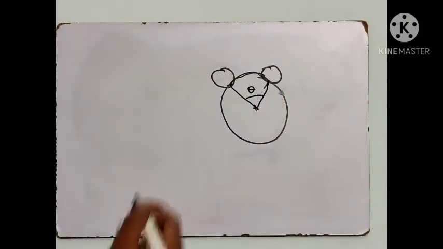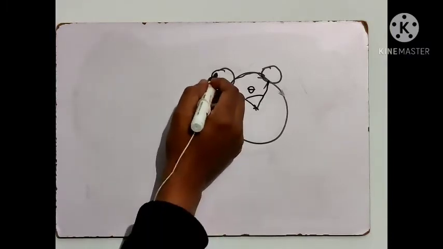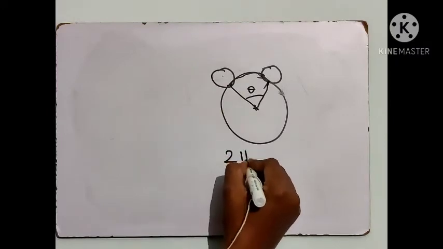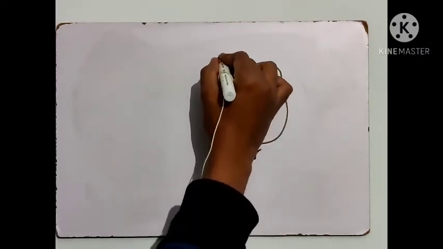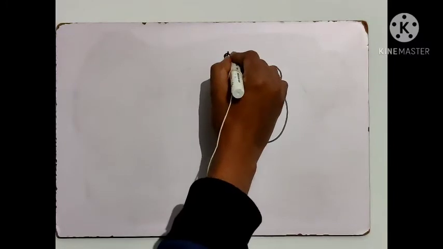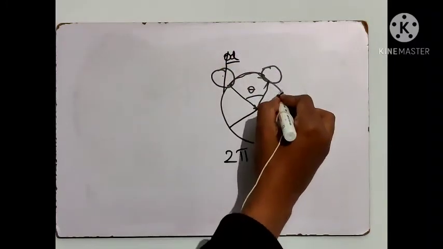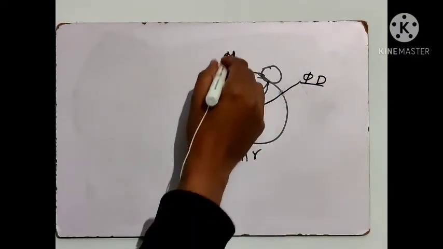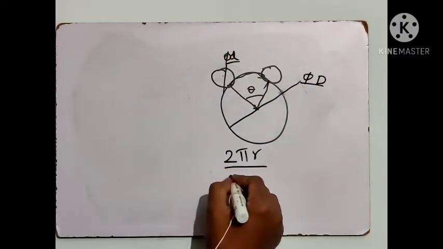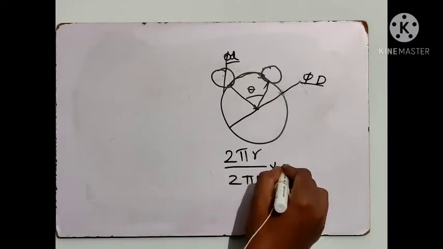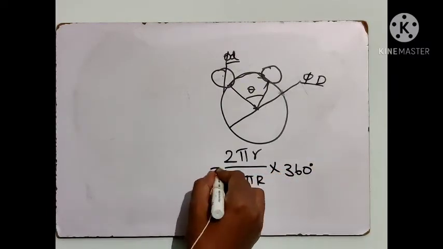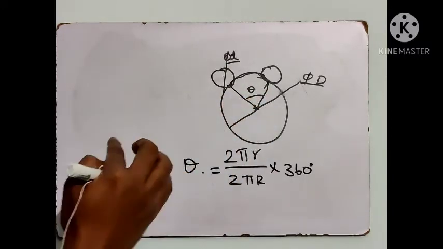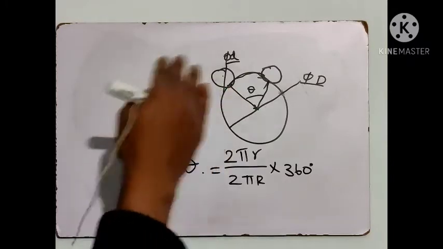We are going to calculate this particular angle. To calculate this angle, we need to take the ratio of the smaller circle to the bigger circle, that is 2 pi small r. Let's take this as diameter small d and this is diameter capital D. So 2 pi r, that is the radius of the smaller circle, divided by 2 pi capital R, into 360 degree. If you do this, we will get an angle theta. That theta will be the angle it takes to complete one complete rotation.